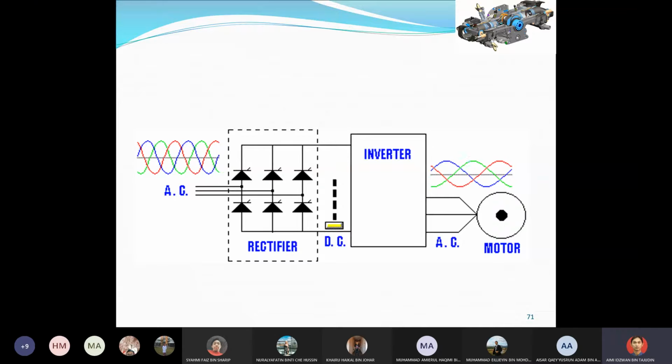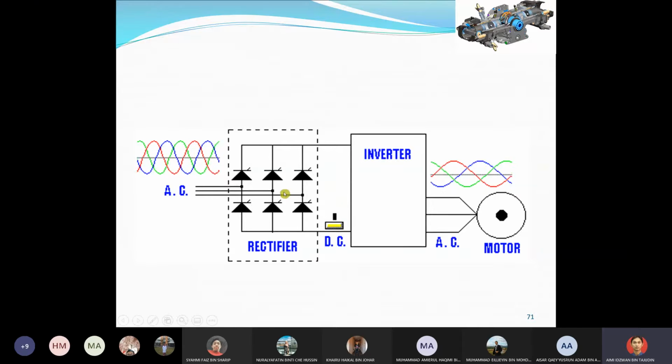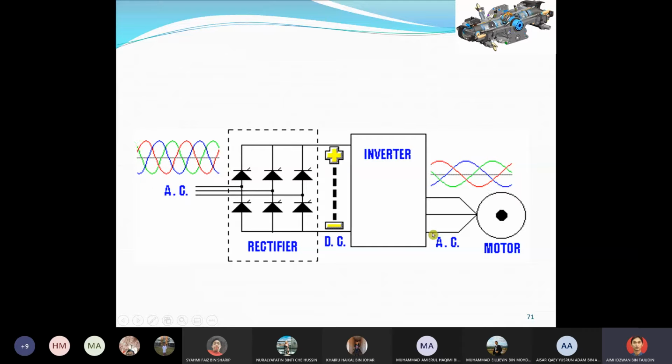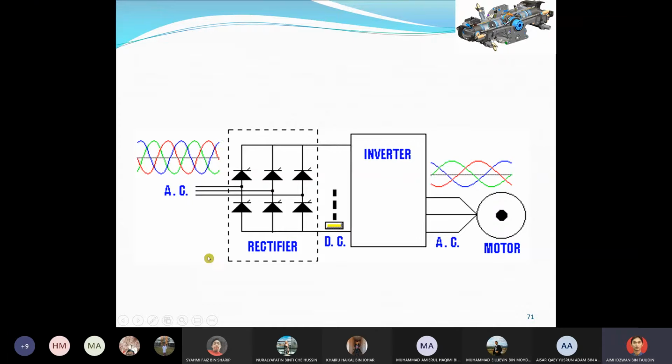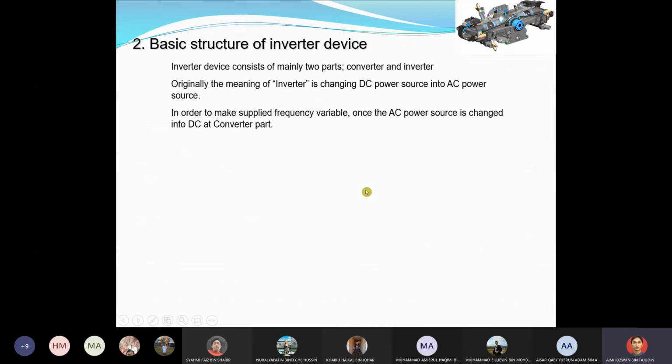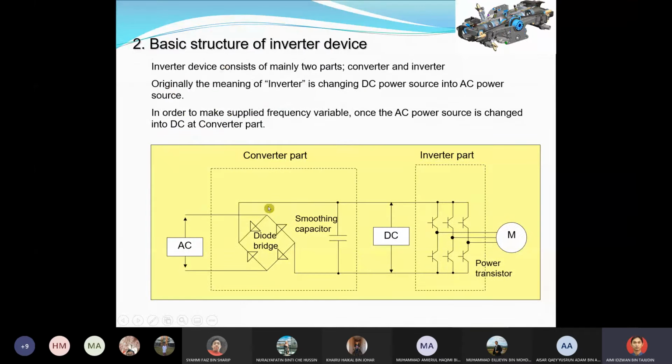And then if it is a negative peak, it will repel, it will change from north to south. So anyhow, because I just want to focus on the inverter, this is the thing: AC to DC and then DC to AC. Okay, if we look at this, we cannot say this is just an inverter, this is the VFD, because it is a combination, or we can call it an inverter device. So this is the inverter device.